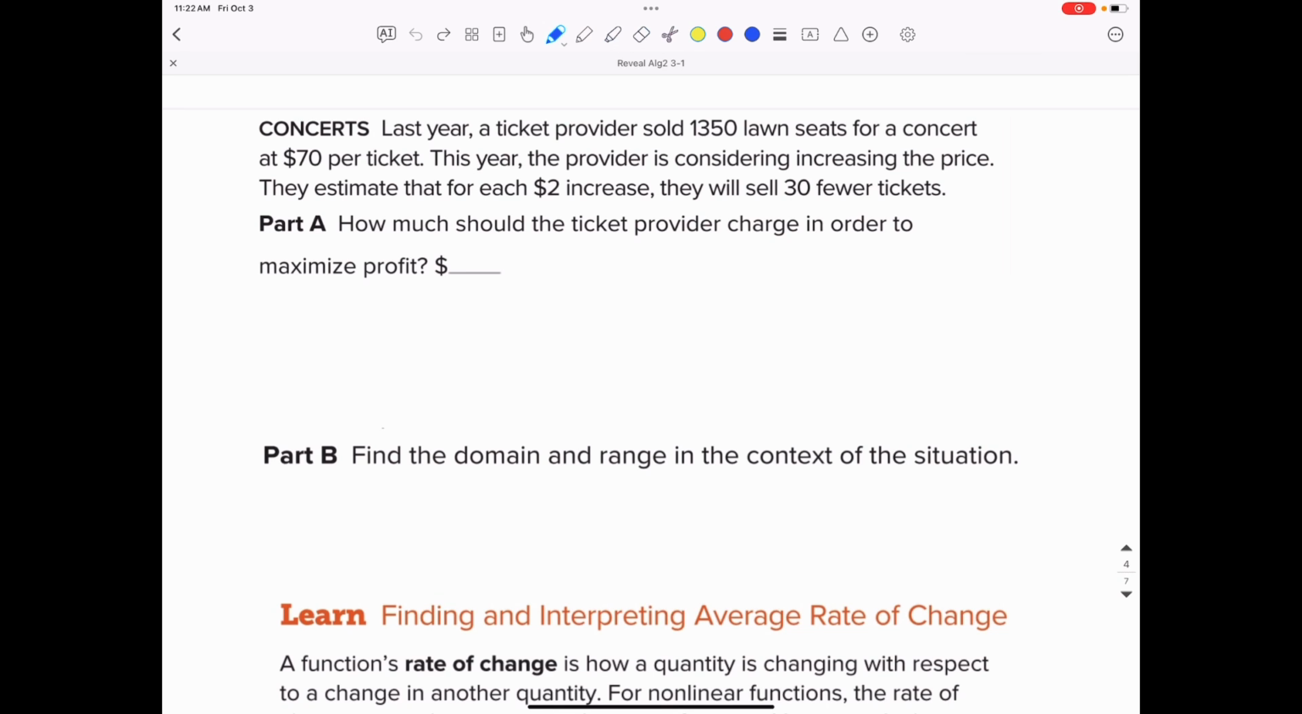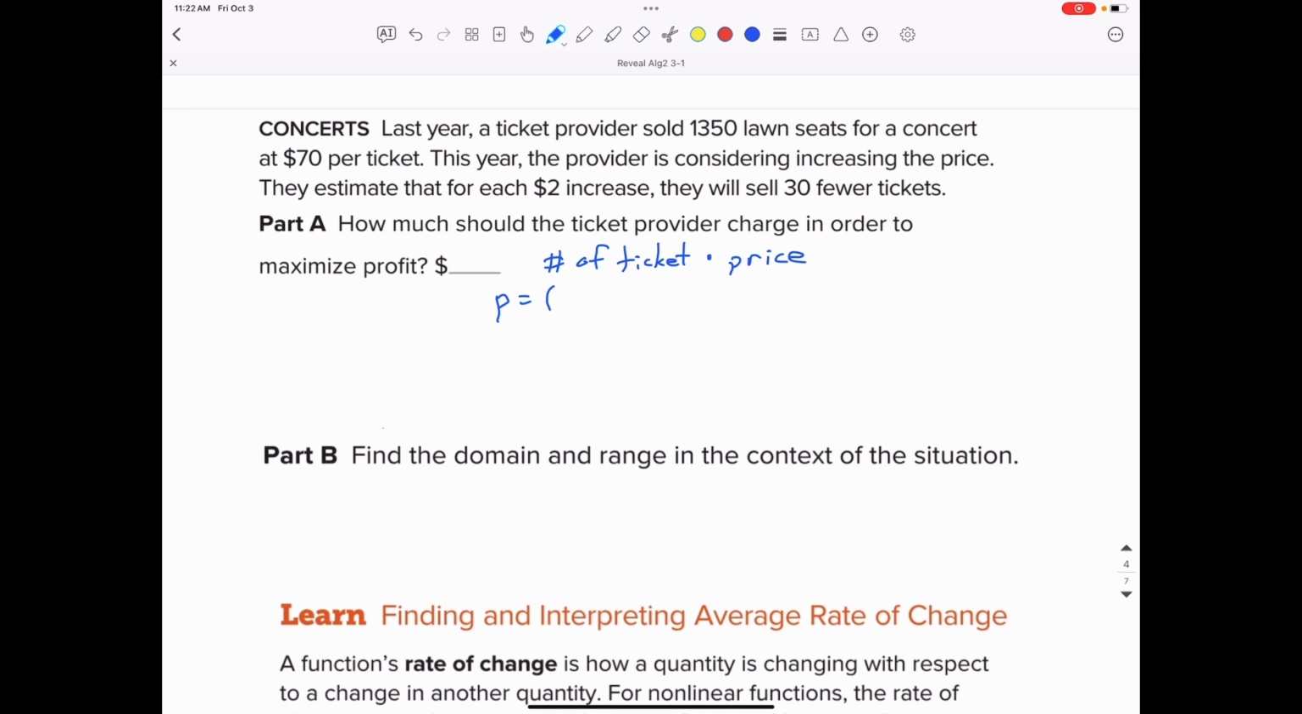So again, very much like the previous example, the way they would figure out how much money they would earn is they would take the number of tickets and then they would multiply it times the price. So that's how we're going to set up our function. We are going to set it up by saying that the total profit, I'll just call that P, is going to equal the number of tickets.